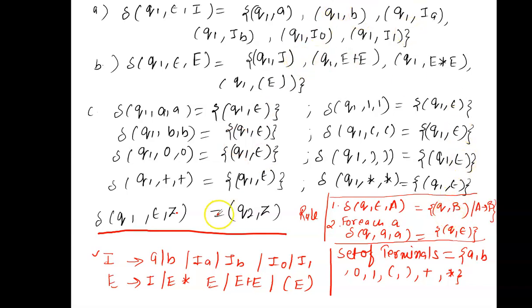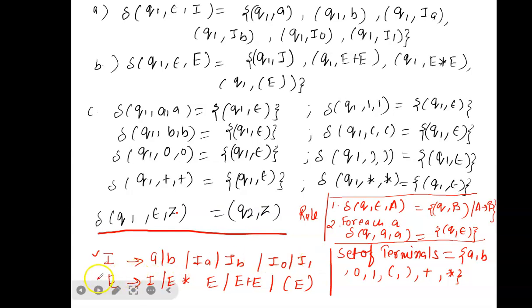Then the third one is I to IA. The left hand side is I, the right hand side is IA, so I'm going to write Q1 IA. Same way, the left hand side is I, the right hand side is IB for the I to IB production, so I'm going to write Q1 IB. For the same reason, Q1 I0 and Q1 I1.